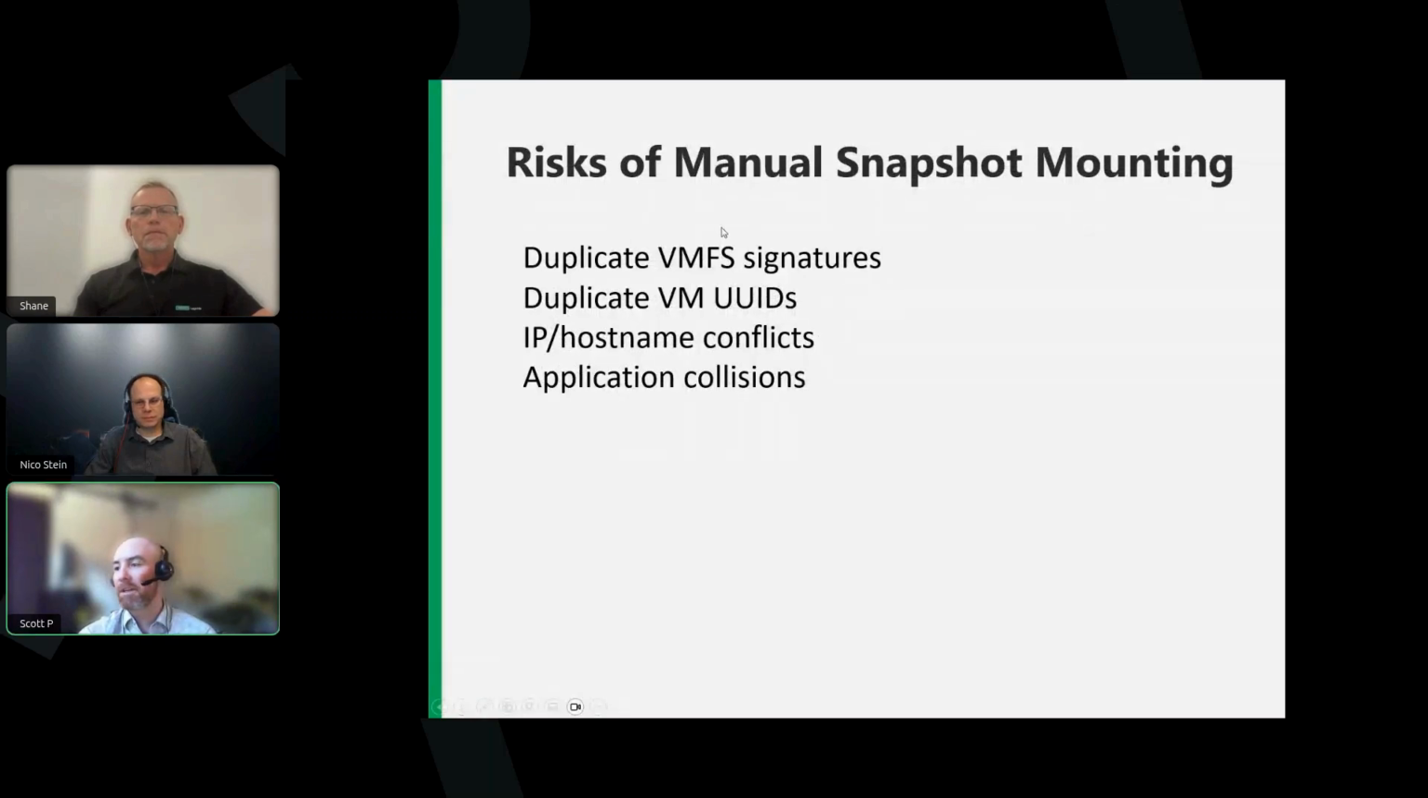Just going into that a little bit more, a few of the risks if you are doing it manually: you could have things like duplicate VMFS signatures, duplicate VM UUIDs, IP and hostname conflicts, and application collisions. This is one thing I notice a fair bit when people are doing this. If you are not changing your IP address or being very careful, you can boot something up and have a duplicate IP address, especially if they're both domain joined. Using Sure Backup, you're going to have a completely isolated environment as well.